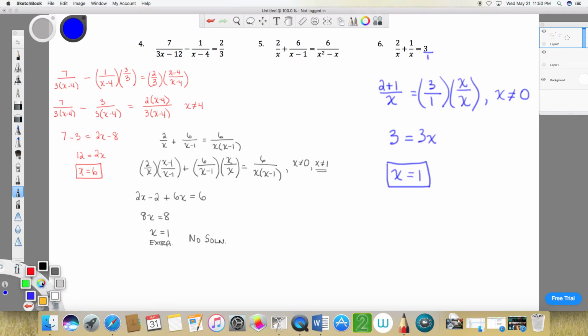So we had no solution for our middle problem because the only possible solution was extraneous. The number 4 had a solution of x equals 6. Number 5, no solution. Number 6, x equals 1. Hope that helps.